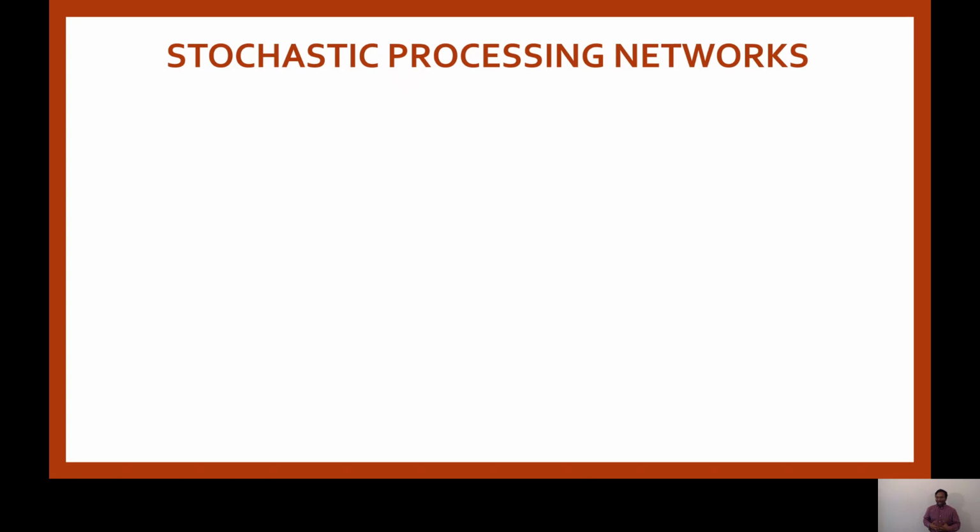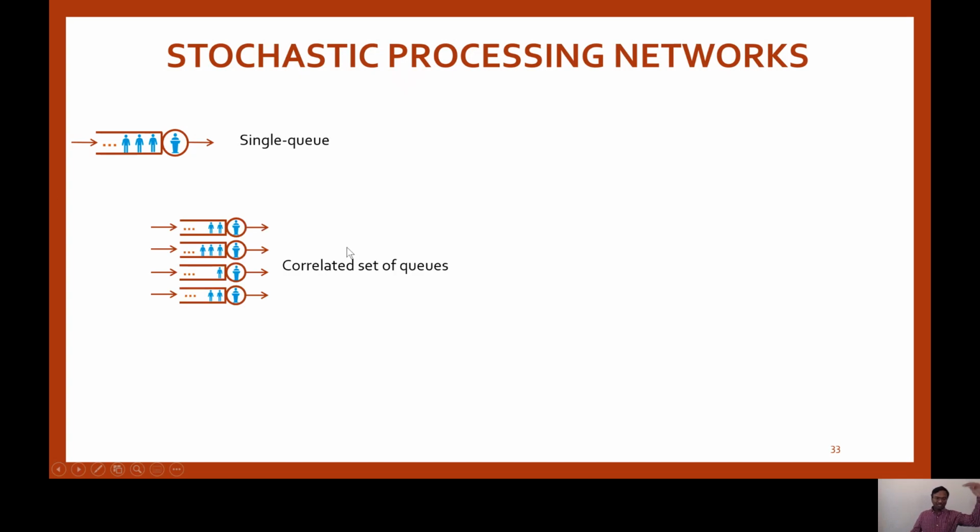So to take a step back, I started this part by motivating with general stochastic processing networks. There are many kinds of stochastic processing networks. All the examples that I talked about in wired networks, cyber-physical systems, call centers, and so on, can be modeled by a queuing system. It could be a simple single server queue, or it could be a bunch of single server queues, but they could be correlated in some manner. Maybe the arrivals are correlated, or the service is correlated.